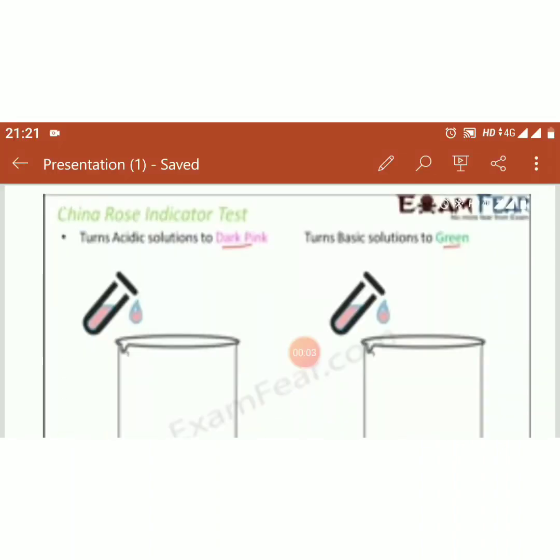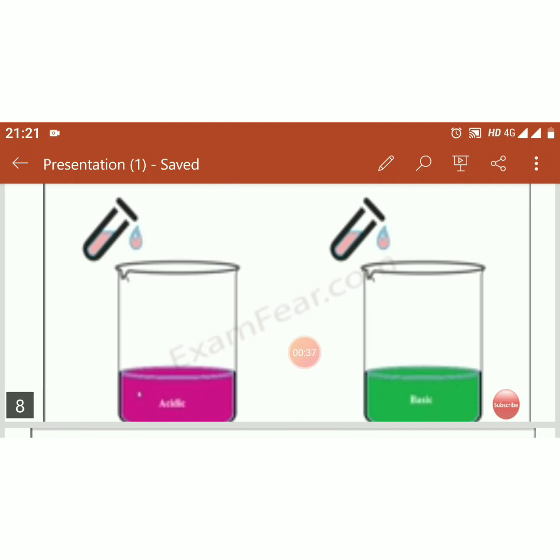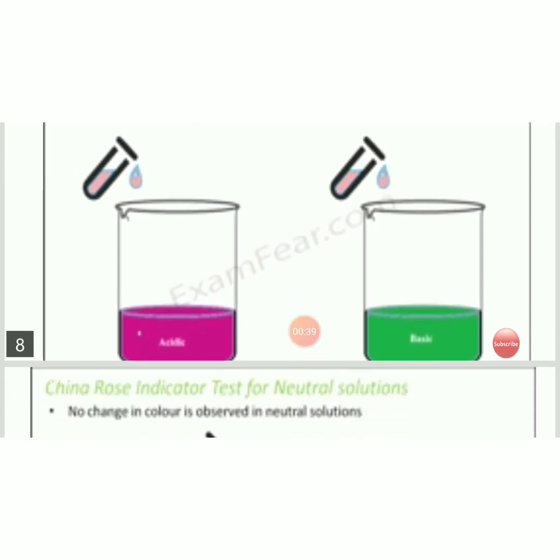Now let's move to the next natural indicator, that is the China rose indicator. How can we prepare the China rose indicator? We just take the petals of the China rose and keep the petals in warm water. After some time, the color of the solution gradually changes to light pink. That is the China rose indicator. Now how does this indicator behave with acid and basic solution? This China rose indicator turns the acidic solution dark pink in color. See the picture? And in basic solution, the China rose indicator turns the solution green in color.